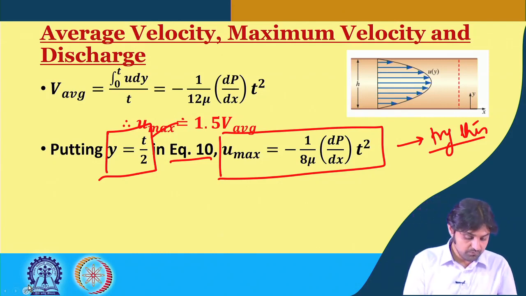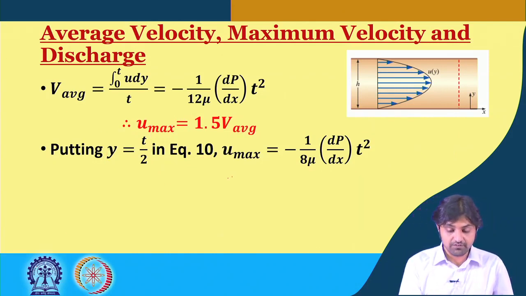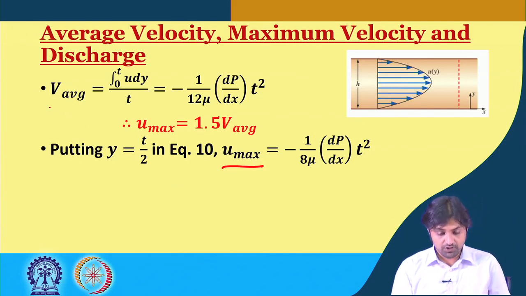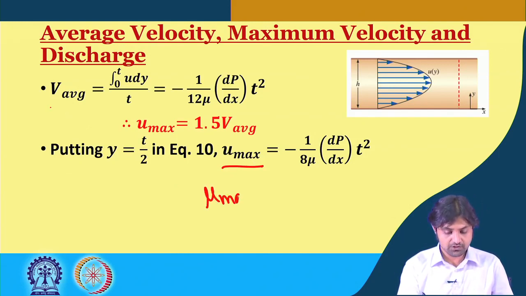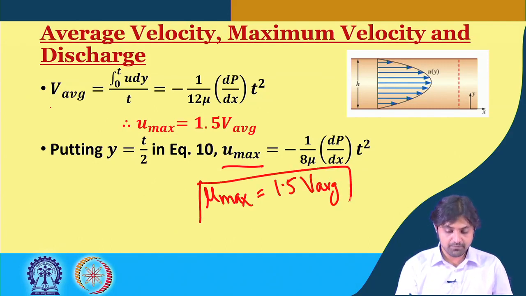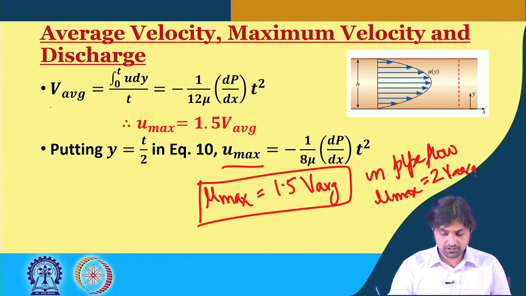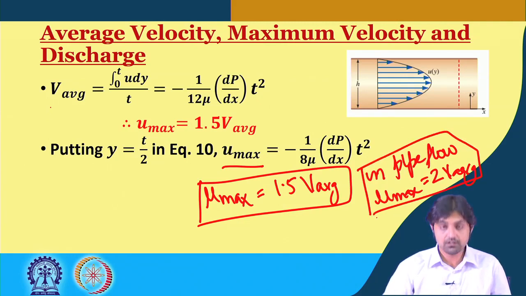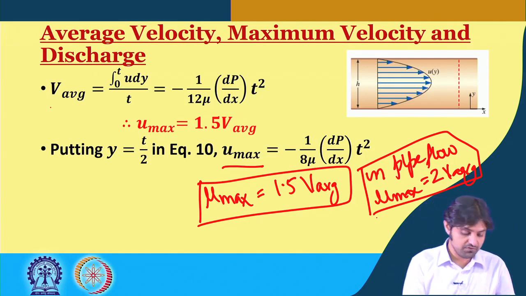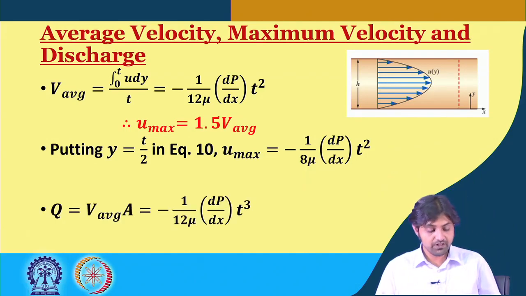All right. So, if you divide u max by V average, what we get is that u maximum is 1.5 times V average. In the pipe flow, u max was 2 times V average. Here it is 1.5 times the V average, okay, and Q is simply V average into A, all right.